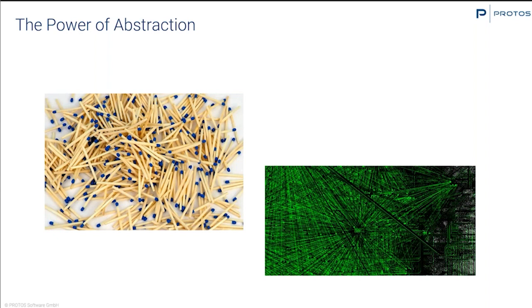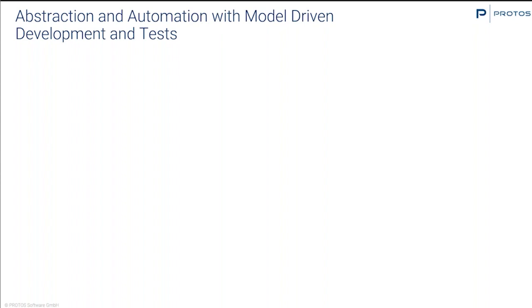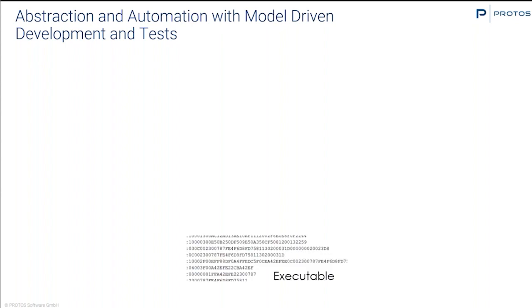So how does this help in software development? Let's have a look at something we call abstraction and automation with model-driven development, including tests. In the end, what you want to achieve is an executable that runs on your microcontroller, on your processor. That's a hex code for an STM32 ARM processor. There are a lot of details in there that explain to the processor completely what it has to do, step by step, every single assembler or machine command. So that's something we cannot understand as human beings.